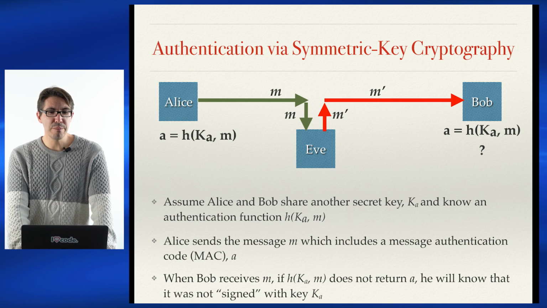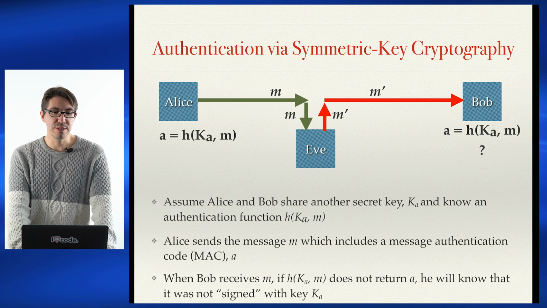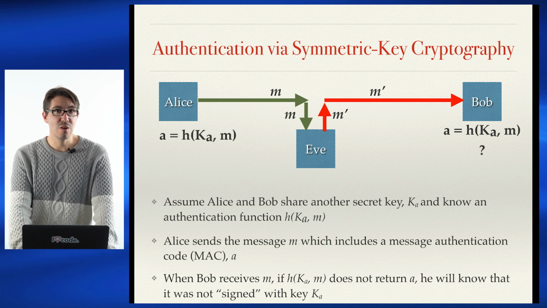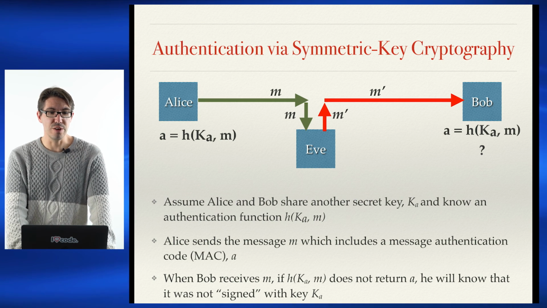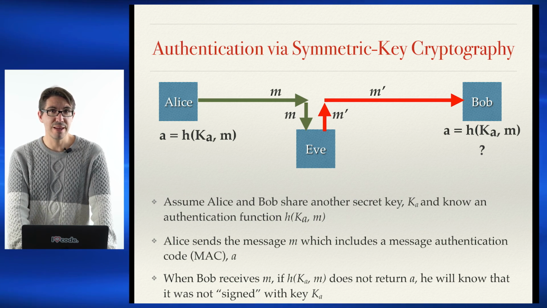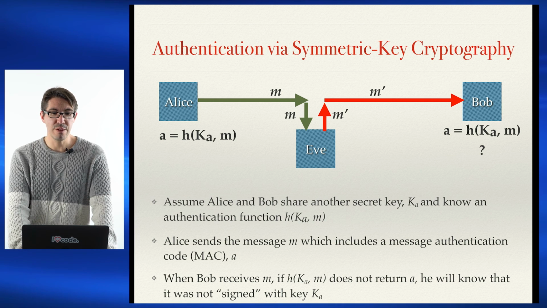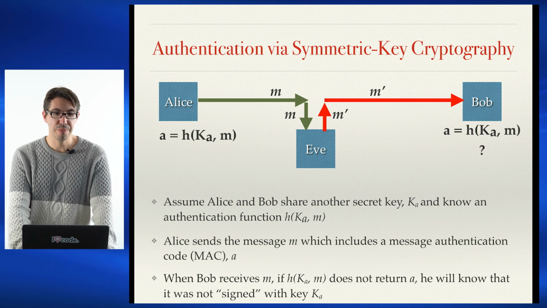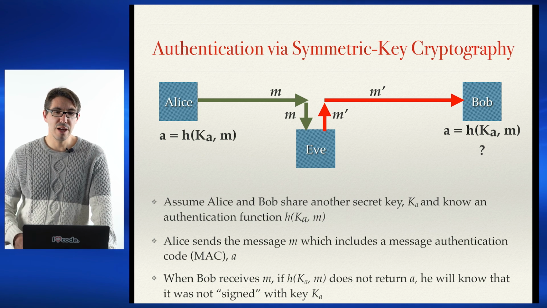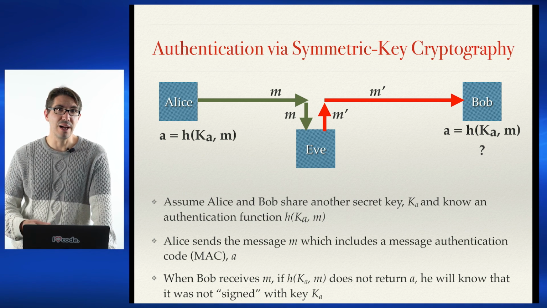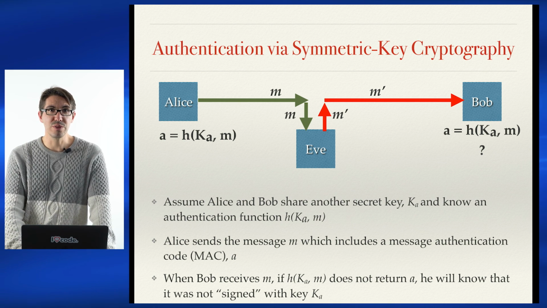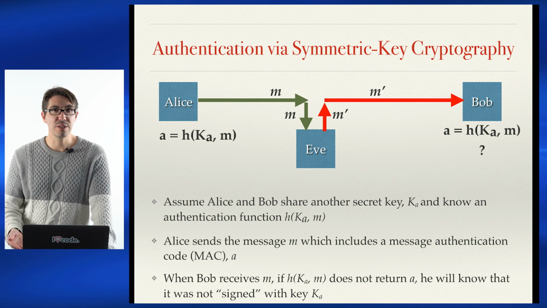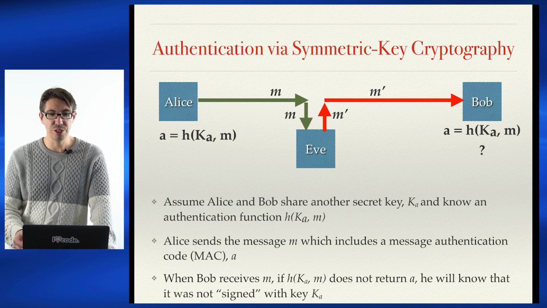Well, assume that Bob and Alice share a separate secret key, K sub A, our authentication key. And they know an authentication function, K sub A of M, which is going to give some value A, which shows that it has in fact been authenticated. So this could be a function, for example, that we add a certain number of characters to get a particular result, or a particular hash function.